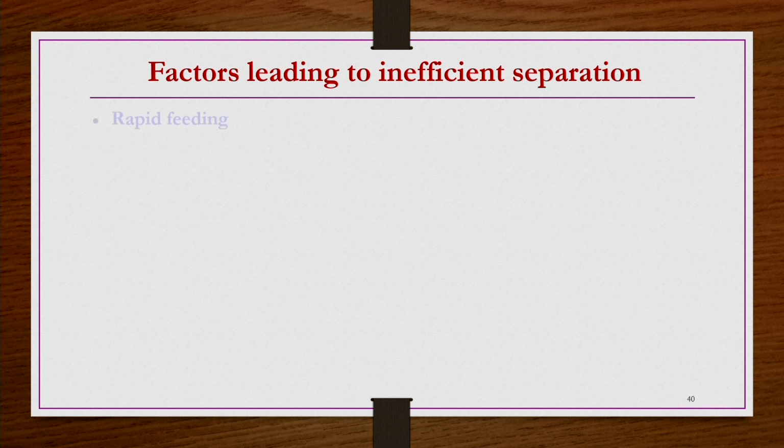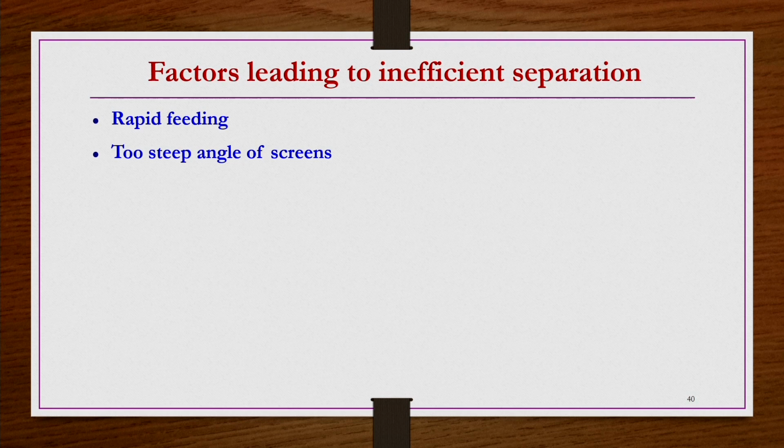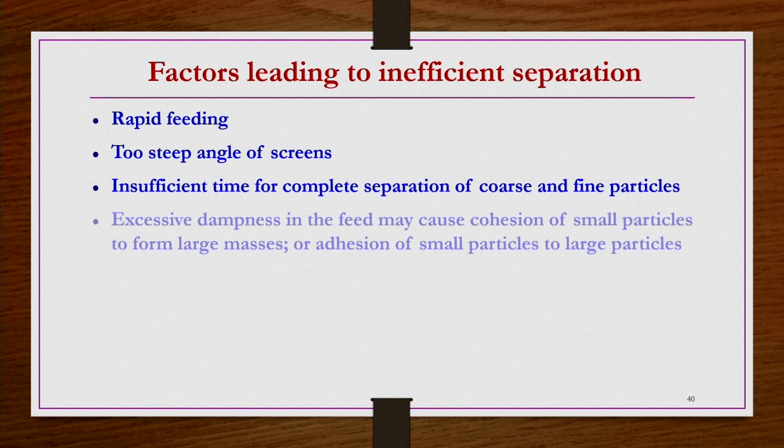Factors leading to inefficient separation: rapid feeding. Rapid feeding is a kind of problem. We have seen a continuous screen, where we feed continuously; if you feed rapidly, then inefficient separation may take place. Then there is a steep angle of screens; we have seen that the mounting can be inclined. If you take too steep an angle, then also the separation may not be efficient. Then one must provide sufficient time for the complete separation; otherwise, if you provide insufficient time, the separation may not be efficient.